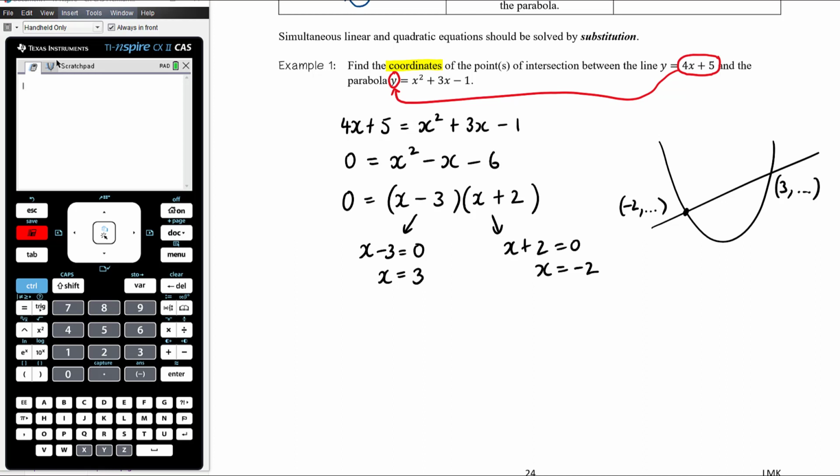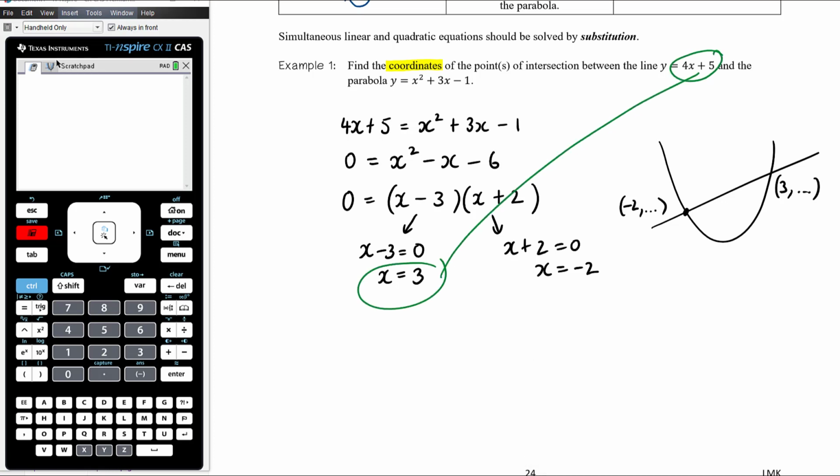So when x equals 3, what does y equal? When x equals -2, what does y equal? Now we can substitute these values of x into either equation, but again, it's always going to be easier to work with the linear equation. Subbing x equals 3 into this is easier than putting it into this. Both will give you the same value. That's the whole point. They intersect at these x values, and so therefore they have the same y value at this x value. But you want to make life easy for yourself.